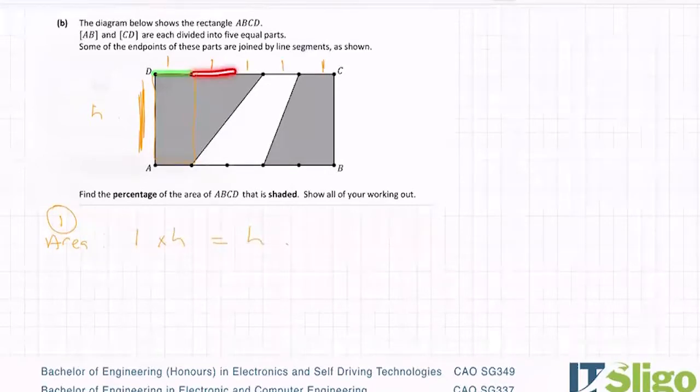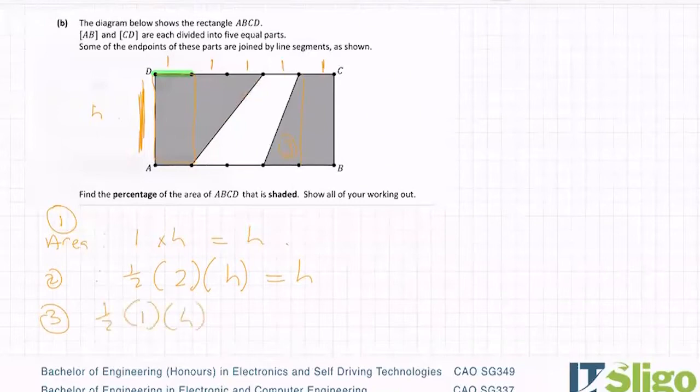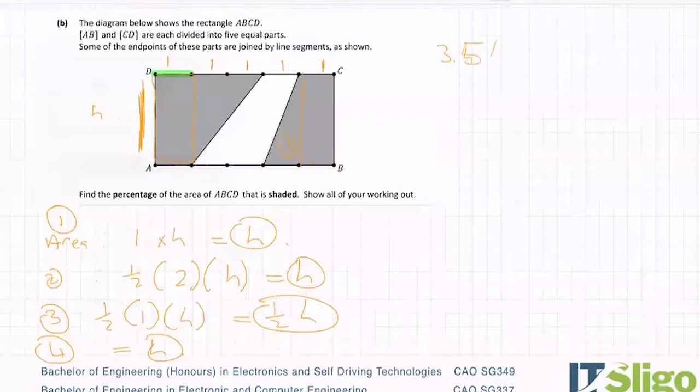You can see the shape of my second one here is going to be half the base. Well, my base is now 2 units. So it's a half of 2 times h again, so I have another h. You see that? My third one, which is over here, is going to be half of my base, which is 1, by my h. So it's going to be a half h. And my fourth one is another rectangle, so it's going to be another h. So I get 1, 2, 3, 3.5h.